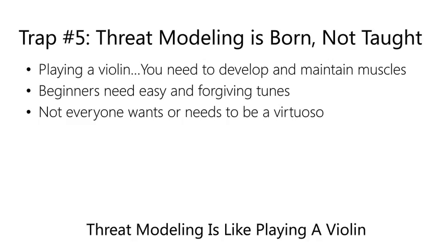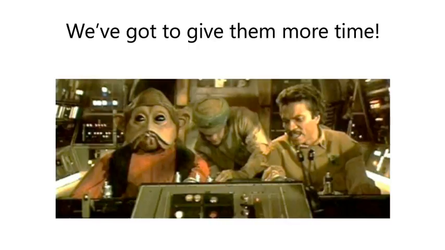Trap number 5 is believing that threat modeling is born, not taught. So to continue a little bit with the technique and repertoire thinking, when someone learns to play a violin, they need to develop and maintain muscles. They need easy tunes that they can learn how to play. And, you know, not everyone wants to be a virtuoso and play Carnegie Hall. Some people may just want to be weekend musicians and play with their friends in a garage band, and that's fine. It's important to think about this in a way, and I like to borrow a line here from Lando Calrissian and say, we've got to give them more time.